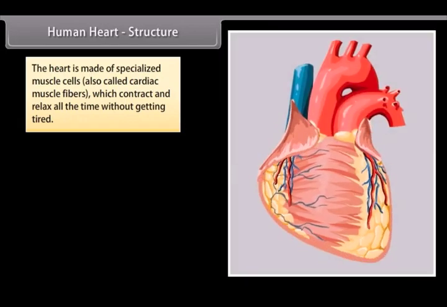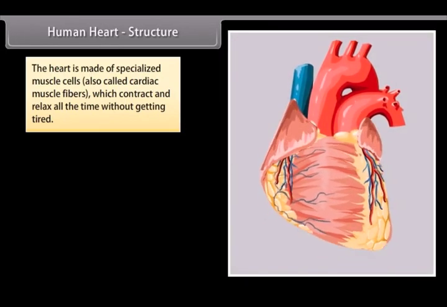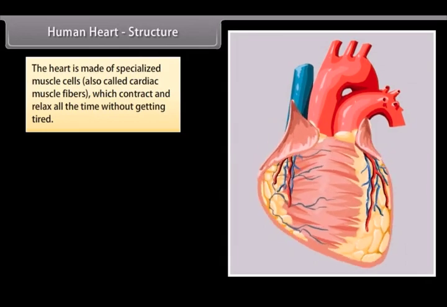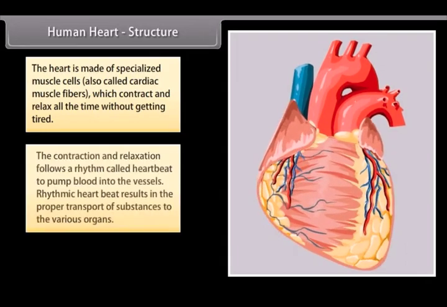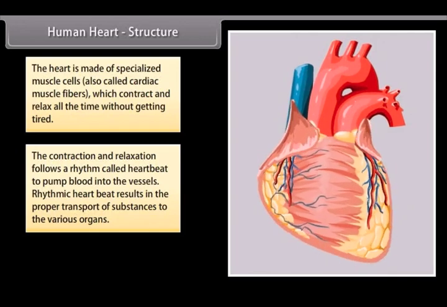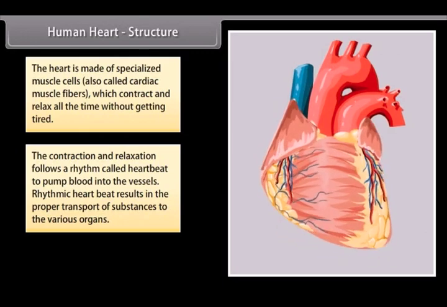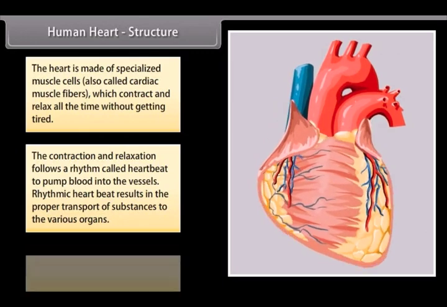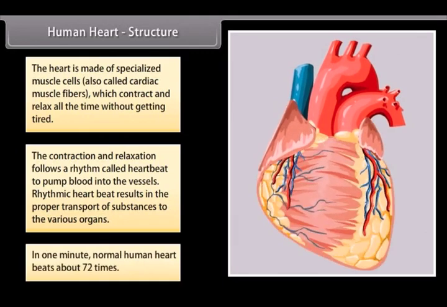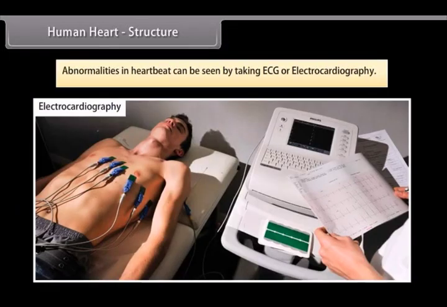The heart is made of specialized muscle cells, also called cardiac muscle fibers, which contract and relax all the time without getting tired. The contraction and relaxation follows a rhythm called heartbeat to pump blood into the vessels. Rhythmic heartbeat results in the proper transport of substances to the various organs. In 1 minute, the normal human heart beats about 72 times. Abnormalities in heartbeat can be seen by taking an ECG or electrocardiography.